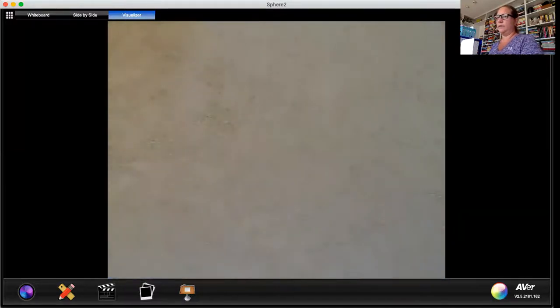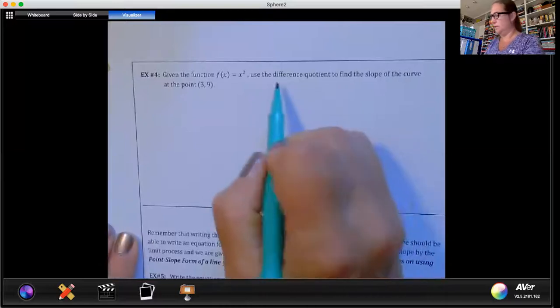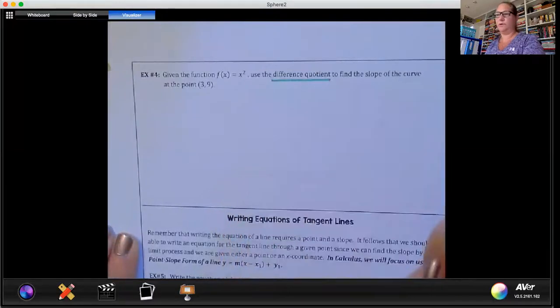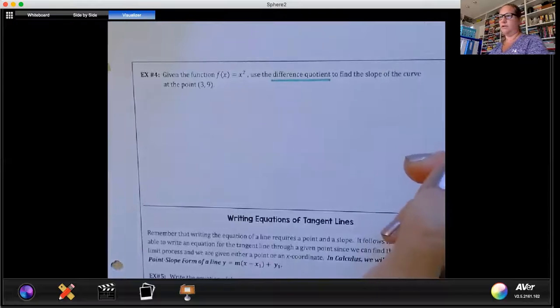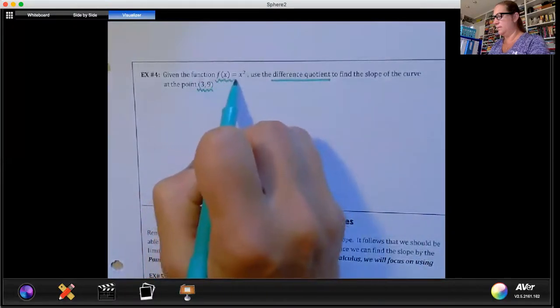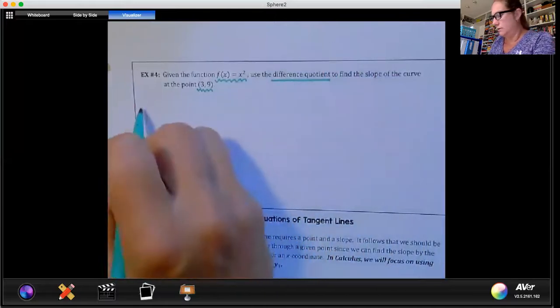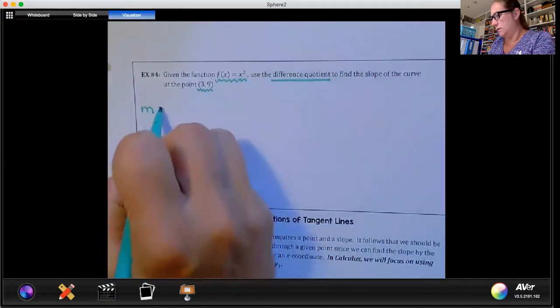Example 4, given the function f of x equals x squared, use the difference quotient. And notice it doesn't give you the difference quotient. You have to know what that is to find the slope of the curve at the point 3, 9. So we need this piece of information and this piece of information. So let's start with our difference quotient here.